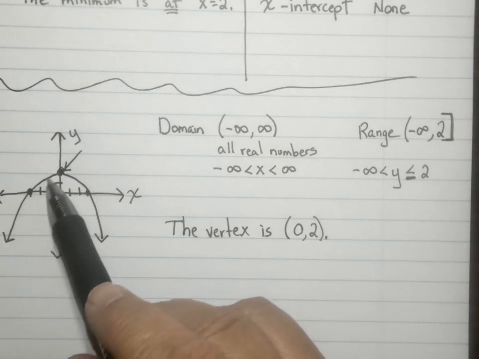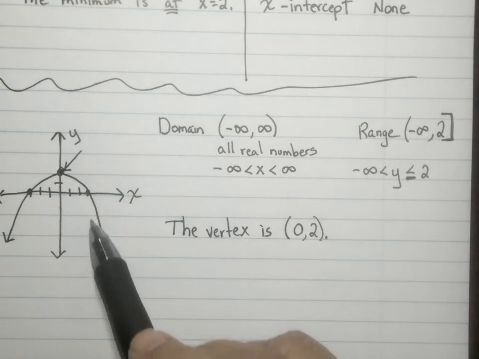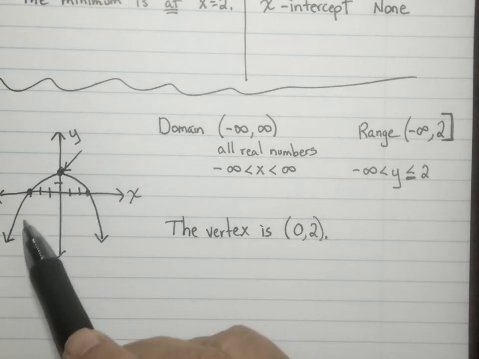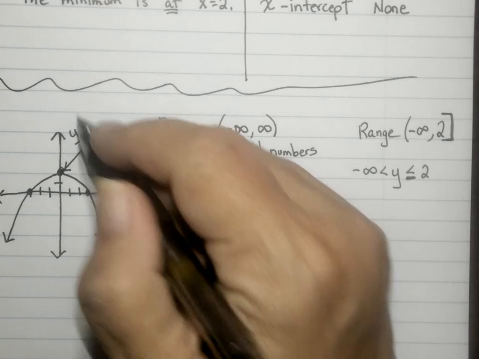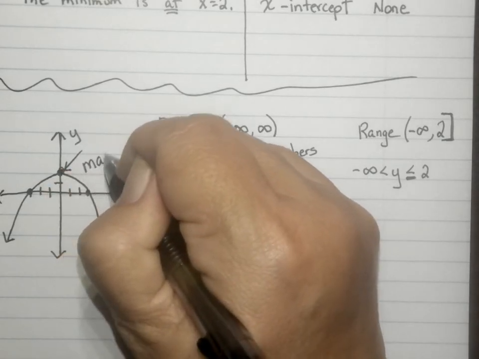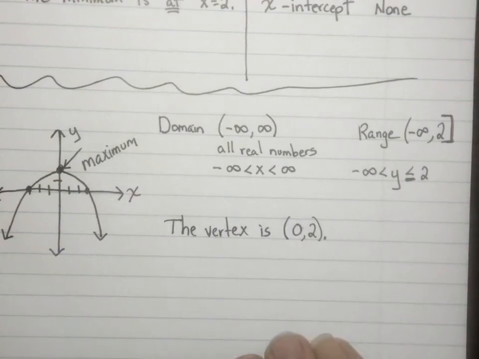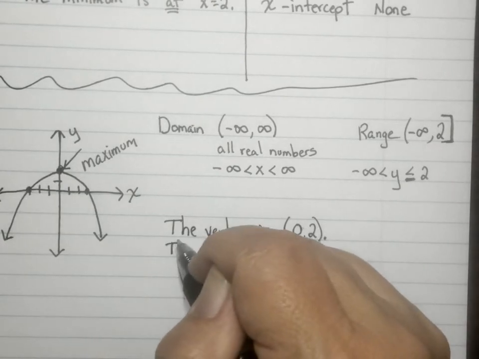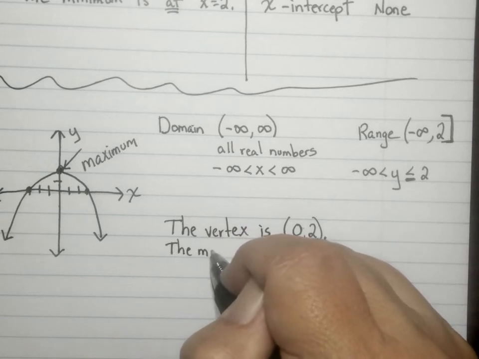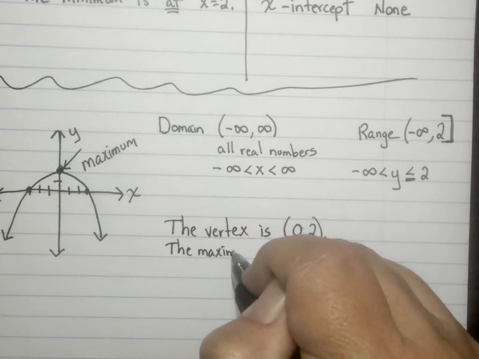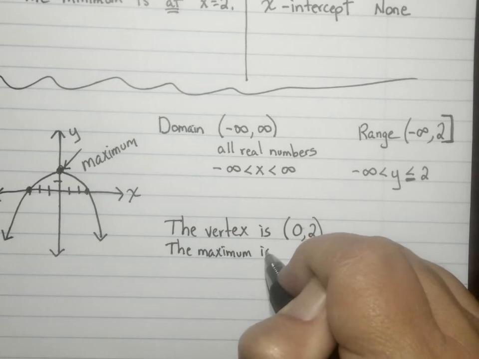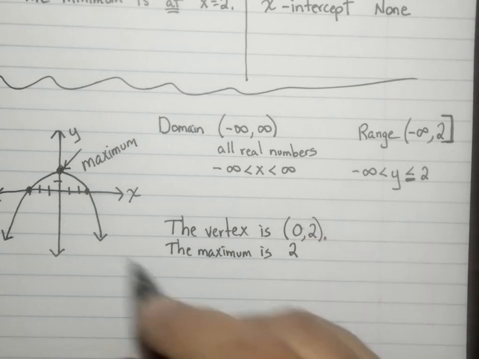Okay, does this graph have a minimum or a maximum? This graph, this is a maximum. The maximum is the highest the graph can go. So the maximum is 2.